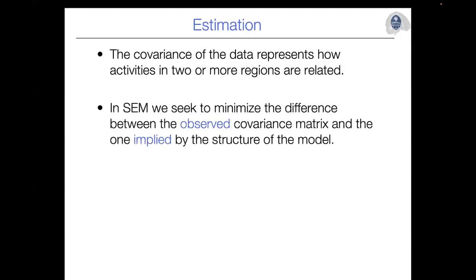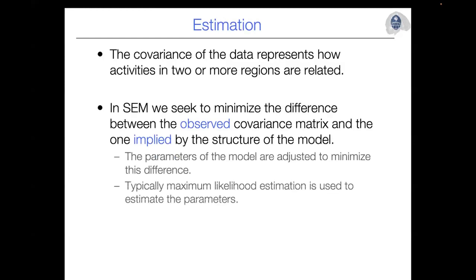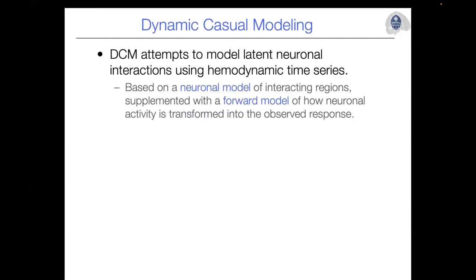So again, in SEM you're trying to minimize the difference between the observed covariance matrix and the one implied by the structure of the model, and this allows you to get these modeling parameters. So I'm not going to go into detail, but that's basically the idea.